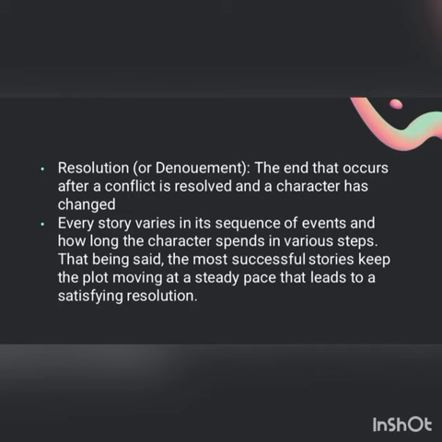The standard plot structure consists of 5 main elements. Exposition, which means the introduction of the character and the setting. Then comes the rising action, something that changes, the character meets the challenges and the crisis. Then the climax, the turning point and the most exciting part of the story. Falling action, events that follow as a result of the climax.